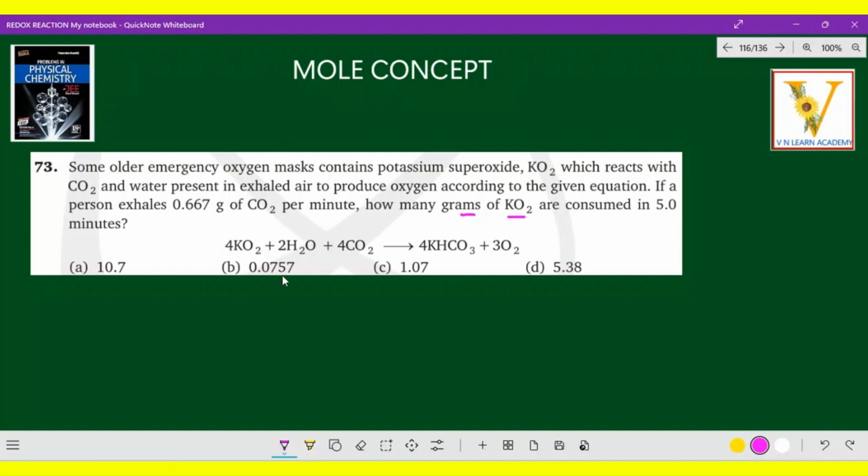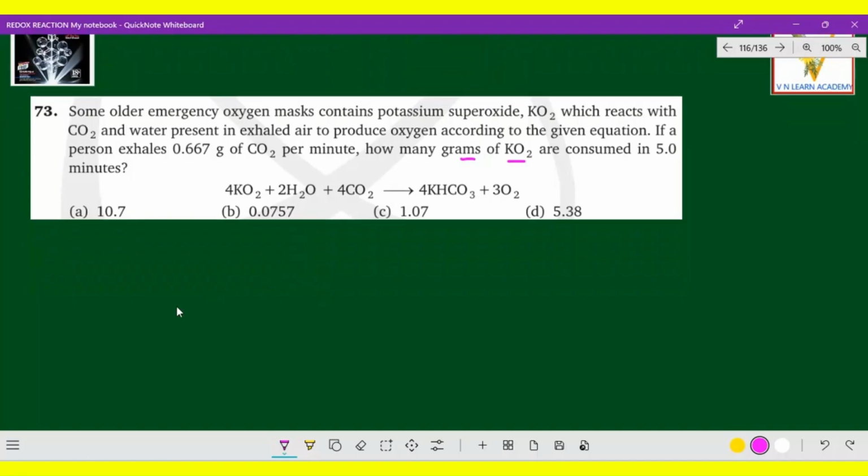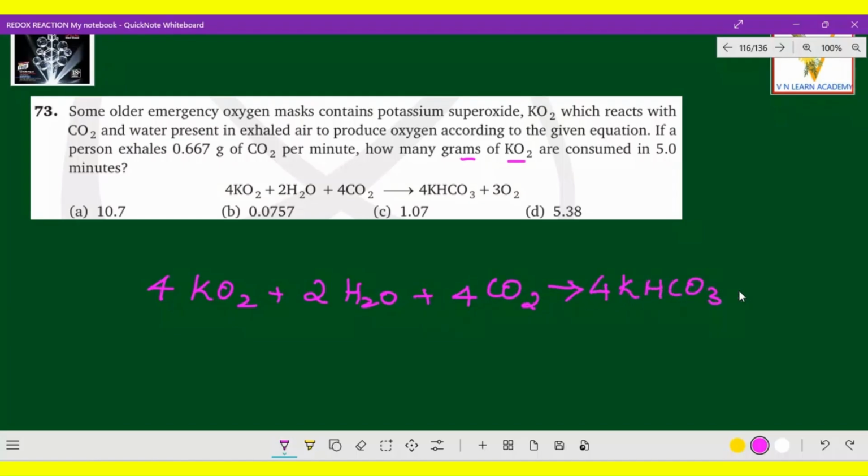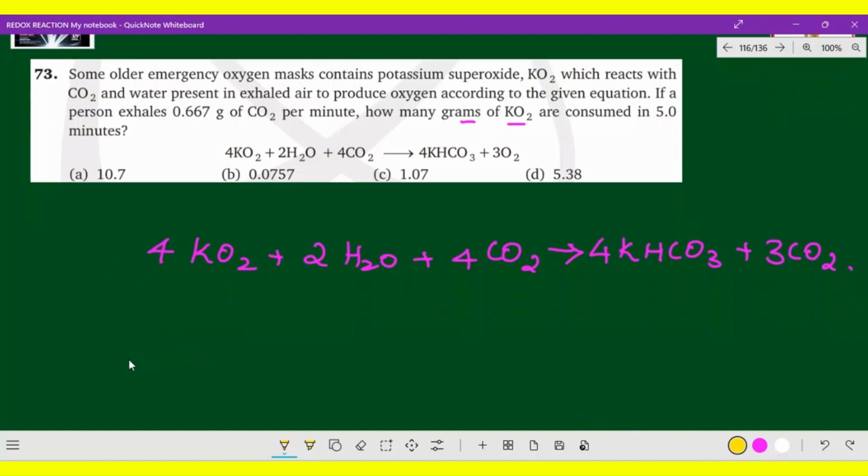Come on, let us identify very clearly here. The first point, let me write that equation. 4 moles of KO2 plus 2 moles of H2O plus 4 moles of carbon dioxide gives 4 moles of potassium bicarbonate, KHCO3, plus 3 moles of oxygen. Right now here in this point, what we have to observe is the mass of carbon dioxide. Let us identify the mass of carbon dioxide. Here, 0.667 gram of carbon dioxide per minute is mentioned.